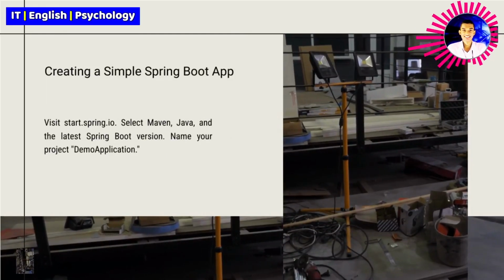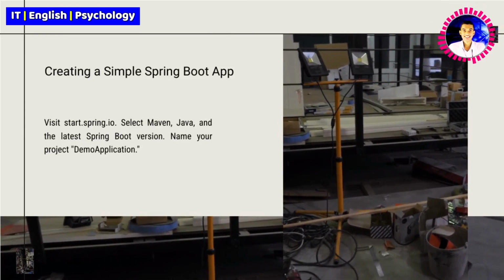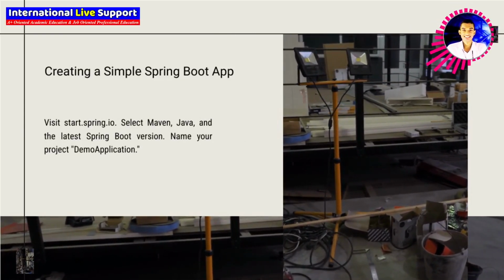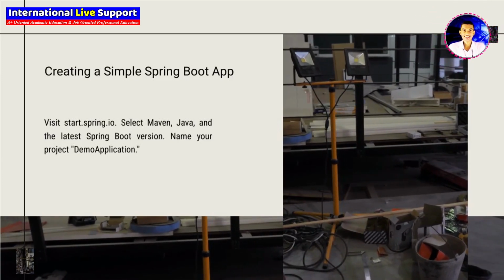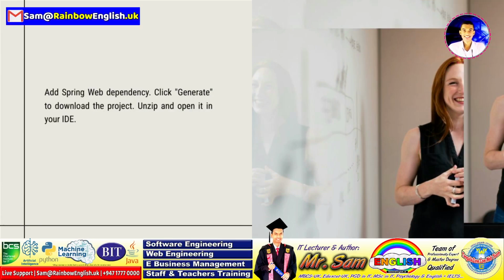Visit start.spring.io. Select Maven, Java, and the latest Spring Boot version. Name your project demo application. Add Spring Web dependency. Click Generate to download the project. Unzip and open it in your IDE.